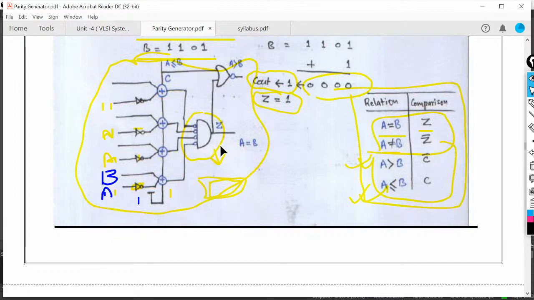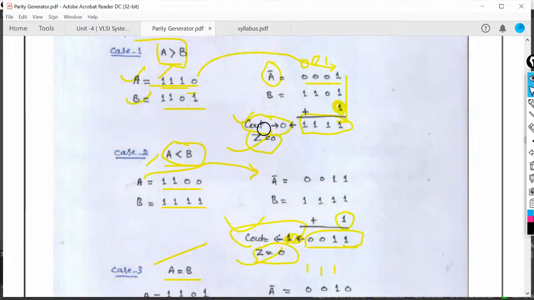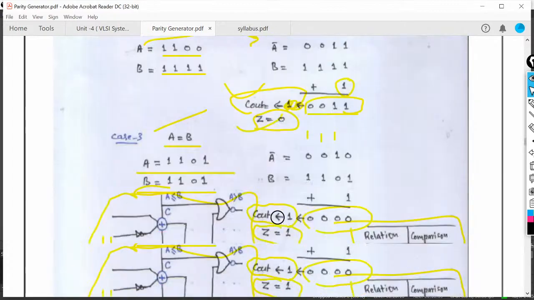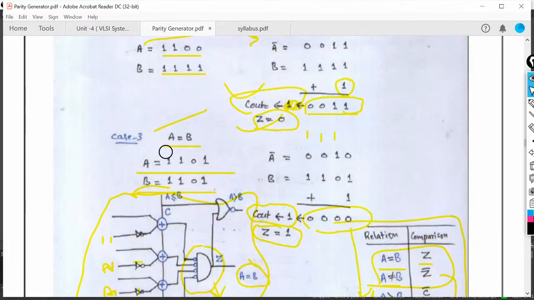Here we can see we will get three different outputs. One is a equals to b, another one is a is greater than b, and the last one is a is less than b. You can check all these conditions by using this c out and z combination, such as I am taking the last case, here when a and b are equal.